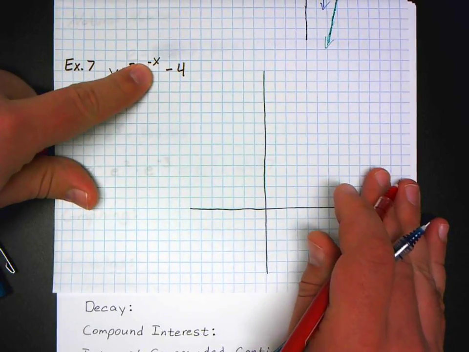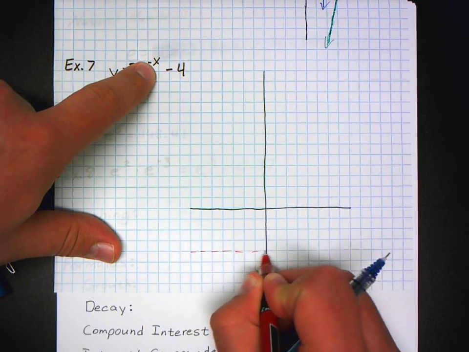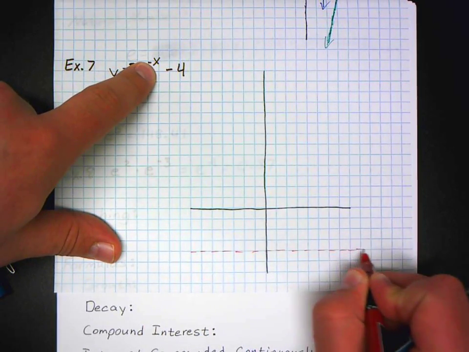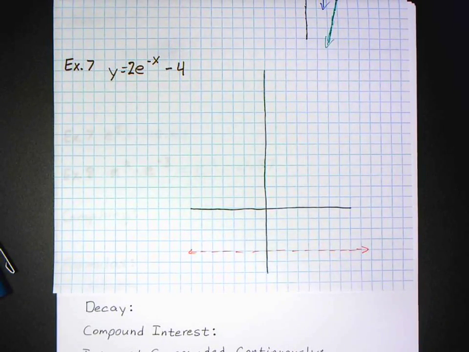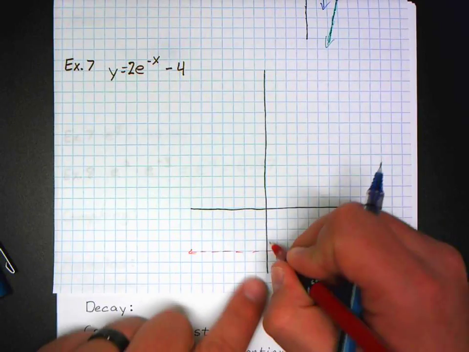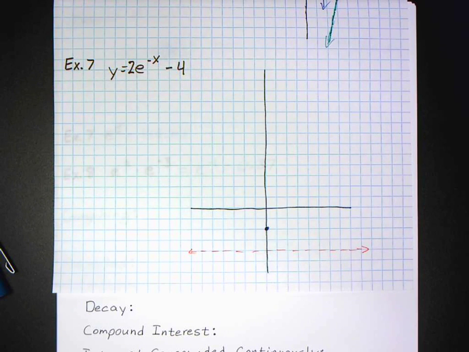Okay, so on this one, asymptote is going to be at -4. 1, 2, 3, 4. The one point I do absolutely know is e to the 0 equals 1. So I know that I have this point right here. I have to take 1 times 2. So it's up 2. If you don't like doing it that way, stick it in your calculator. The rest of the points, you're going to have to use your calculator to get.